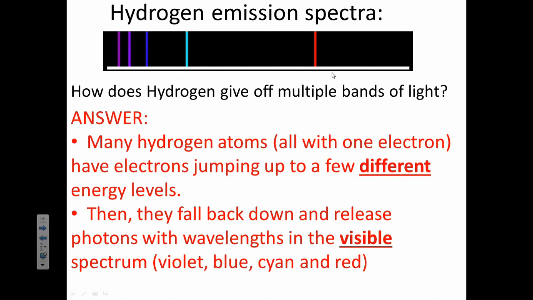Because a lot of people think, what? There's one electron. How can it give off all these different colors? Well, we're not talking about one hydrogen atom that you're looking at in that gas tube. There are millions upon millions upon millions of hydrogen atoms, all of which have one electron. So these electrons are jumping up to lots of different energy levels, and then they're falling back down and releasing these photons that are in the visible spectrum. And then specifically for hydrogen, we see these colors.